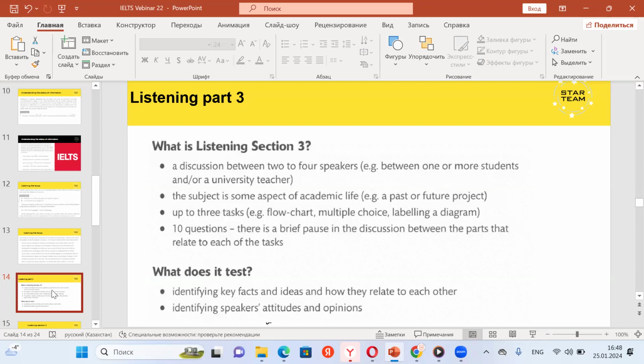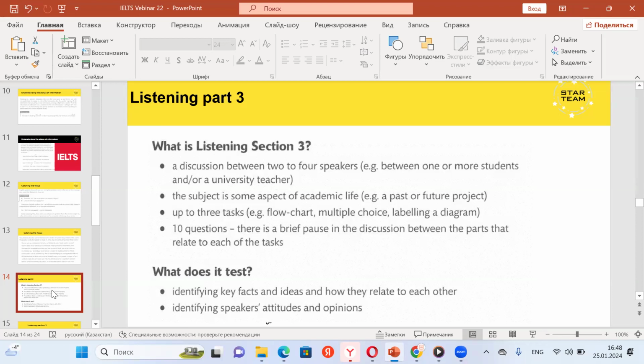И так далее. Listening part 3 is a discussion between two to four speakers. For example, a couple of students and a university lecturer. Что немножко сложнее, уже там большее количество участников в диалоге, и они постоянно разговаривают, и фокус прям тяжелее удерживать, чем когда их двое, например. The subject is some aspect of academic life. We have up to 3 tasks.